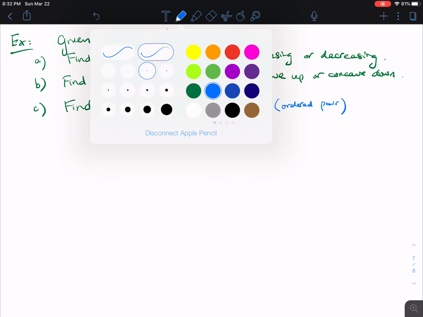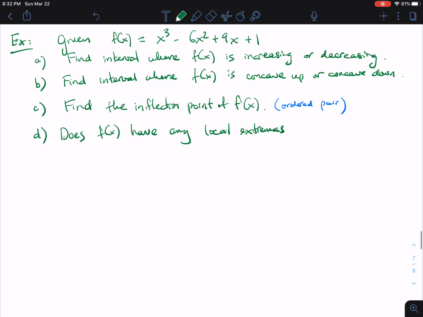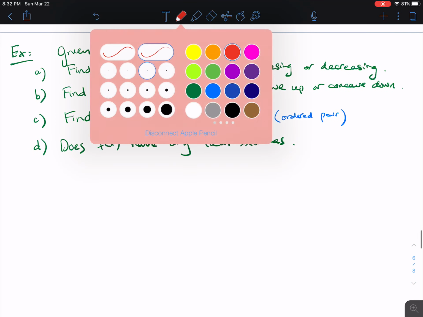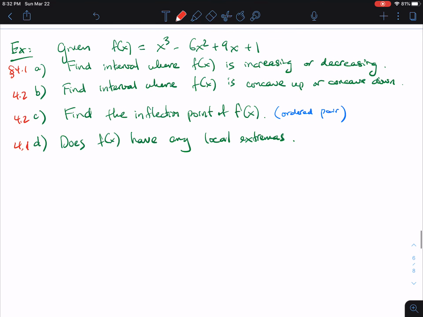And then lastly, part D, we want to tie in another concept from lesson 4.1, and that is: does f of x have any local extrema? Remember that means a local min or local max. So that's from 4.1. Let me highlight. So this is lesson 4.1, 4.2, 4.2, and this is 4.1. We're going to try to tie both of those lessons together in this example. So let's do it.